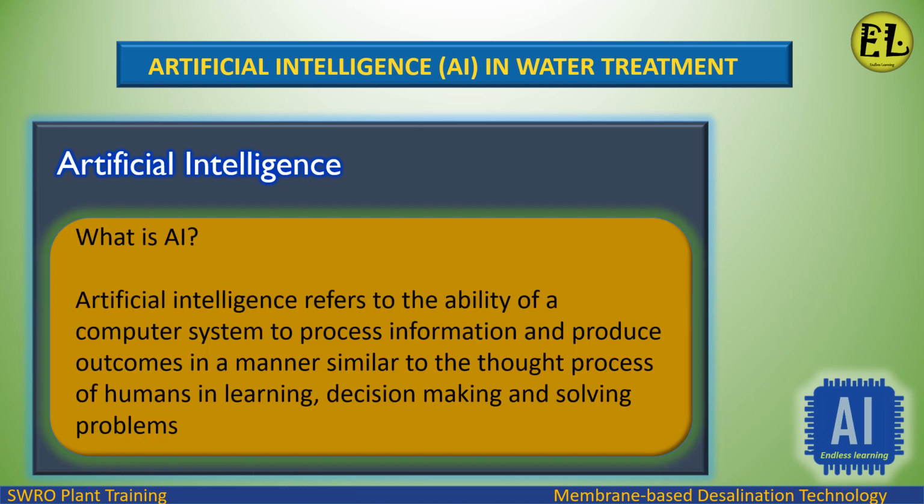What is artificial intelligence, AI? Artificial intelligence refers to the ability of a computer system to process information and produce outcomes in a manner similar to the thought process of humans in learning, decision-making, and solving problems.